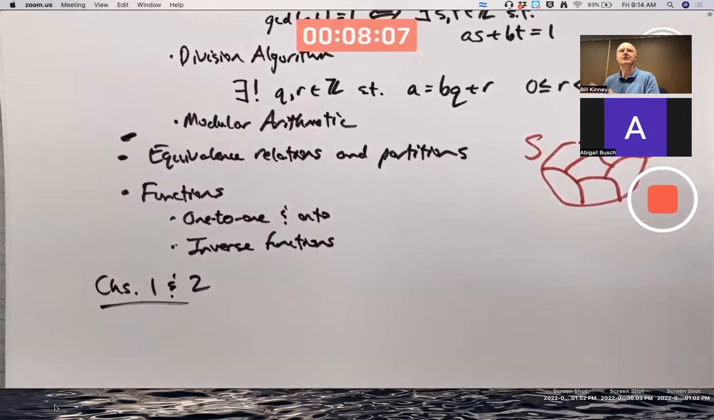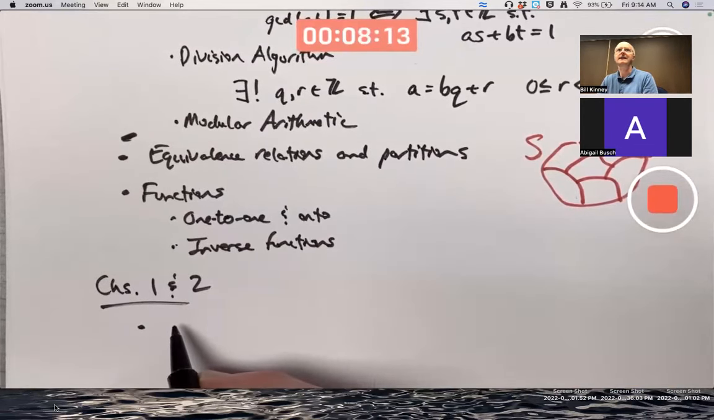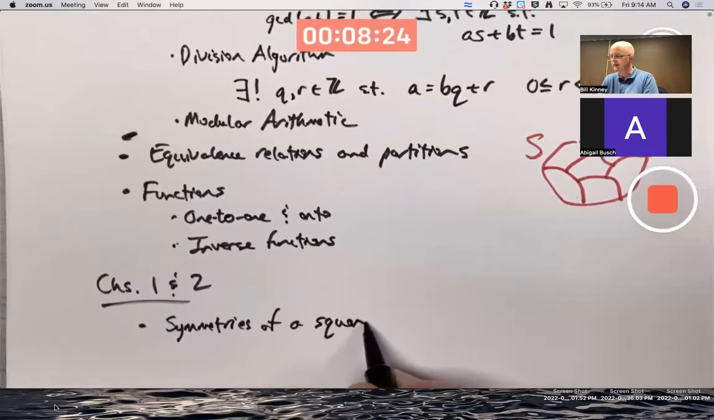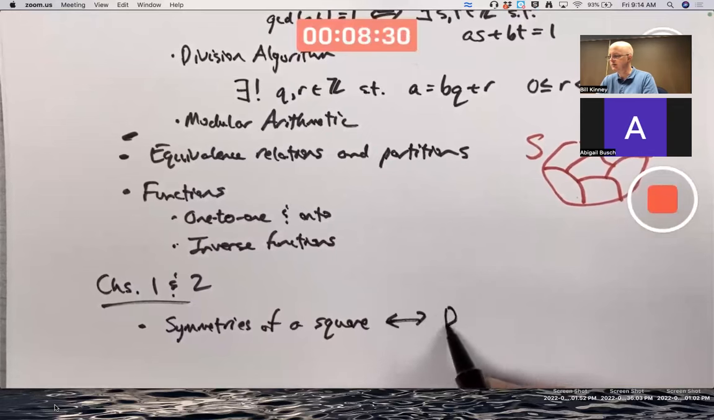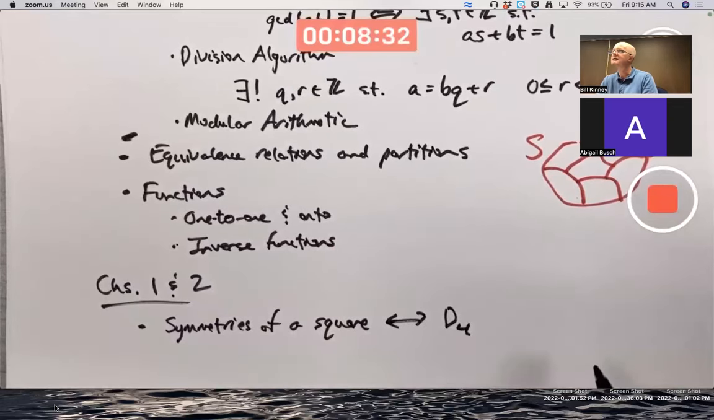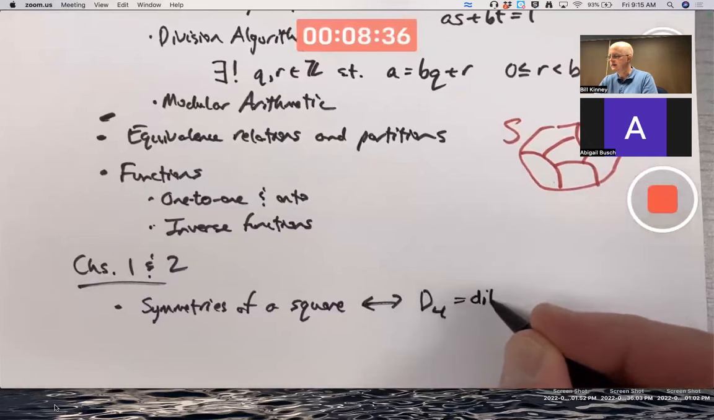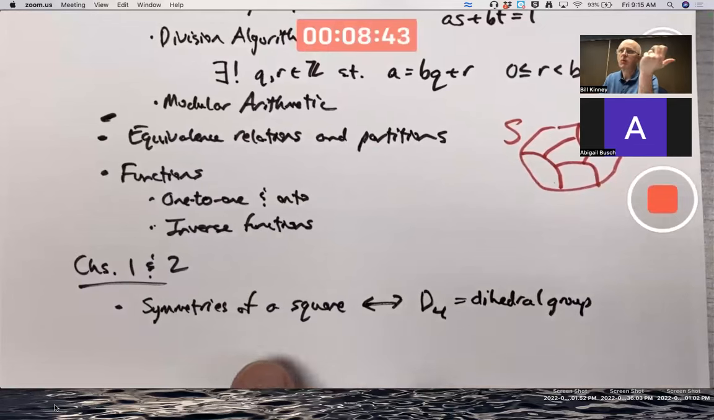Chapter 1 is a very intuitive introduction, thinking about a particular example. The example that the book discusses is the symmetries of a square. A fundamental kind of example to be comfortable with. Corresponds to the dihedral group D4. Right, dihedral group. The 4 corresponds to the fact that these are symmetries of a square.